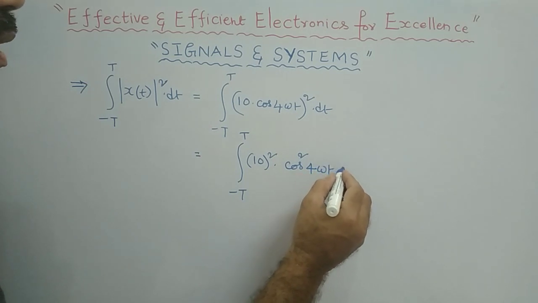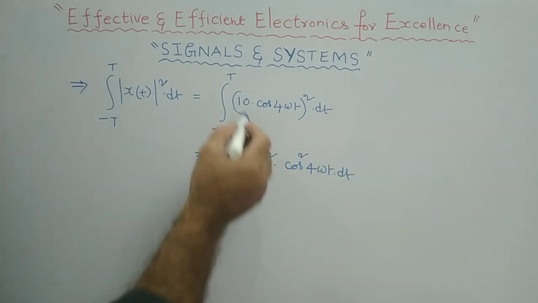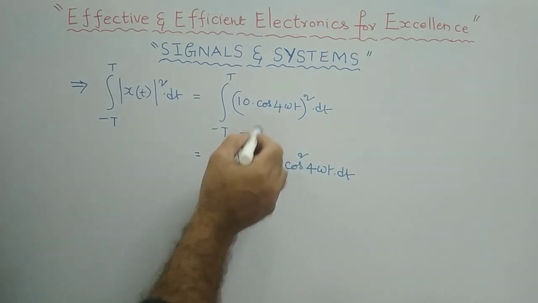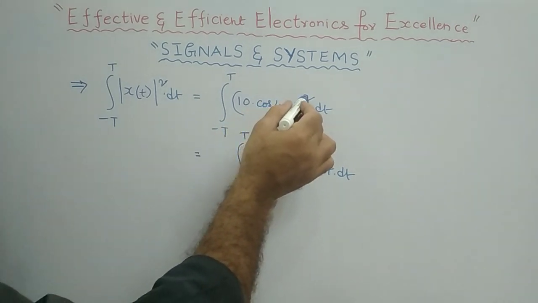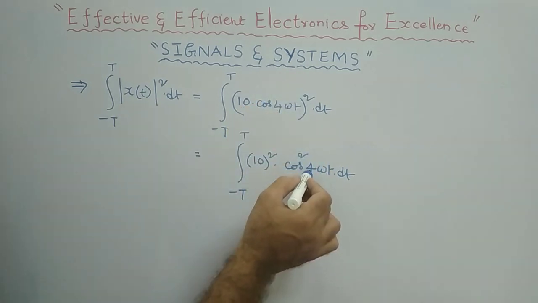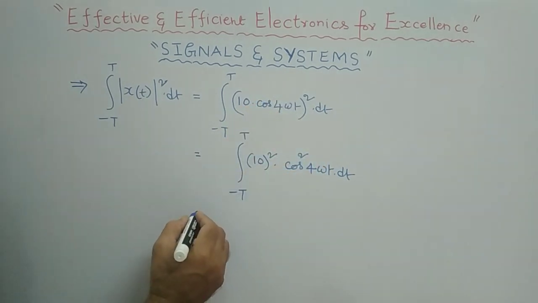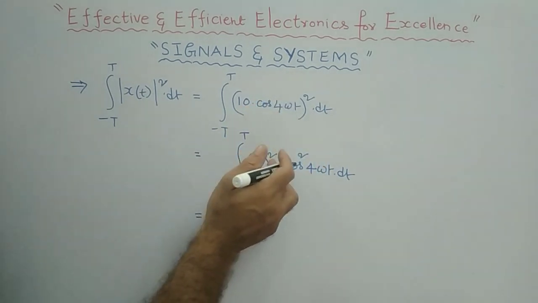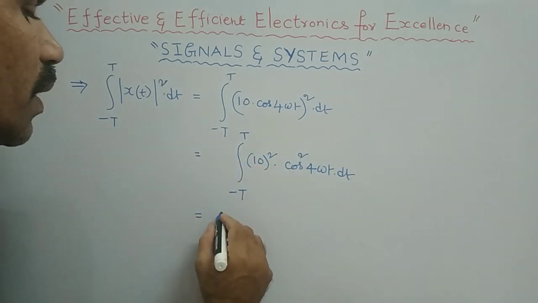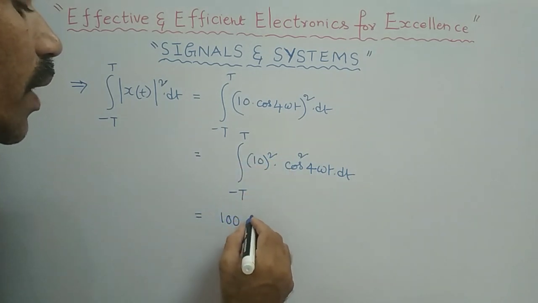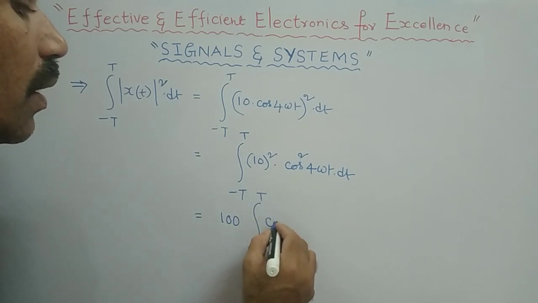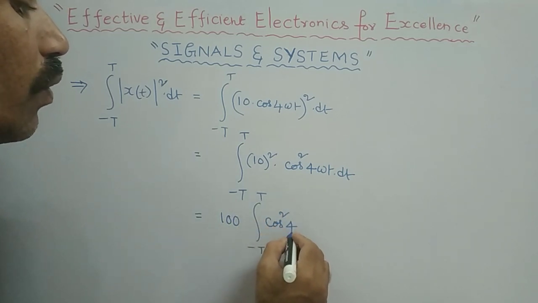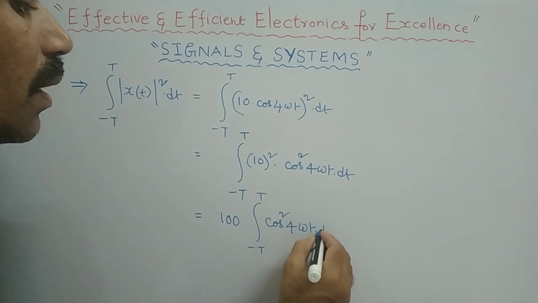This can also be written like this. Clear? So 10 square, 10 into square, 10 square. What is the remaining portion? Cos 4 omega t. Therefore, if you apply the square, it comes cos square. Okay? And this implies further you can write, you take 10 square is nothing but 100. You take 100 outside. 100 you write like this. It is minus T to T and then you will have here cos square 4 omega t and then dt.